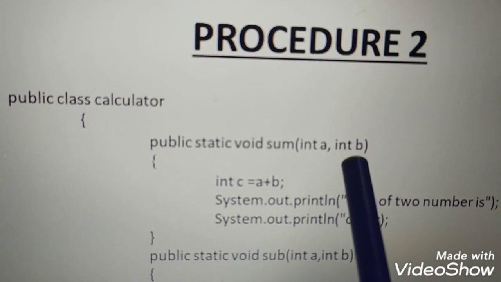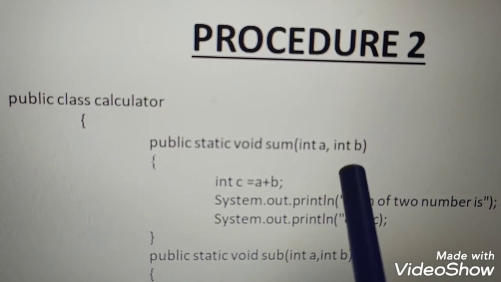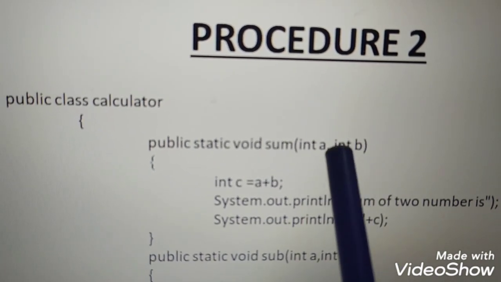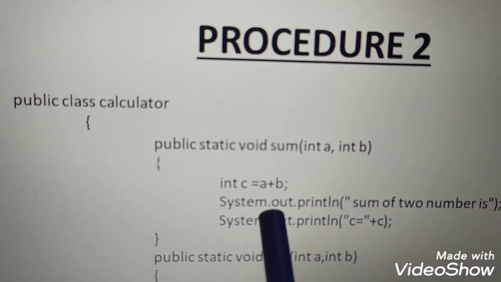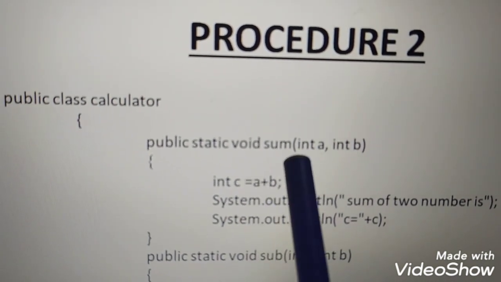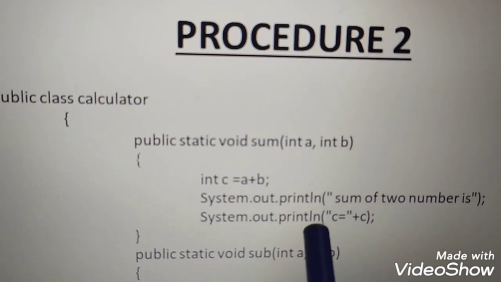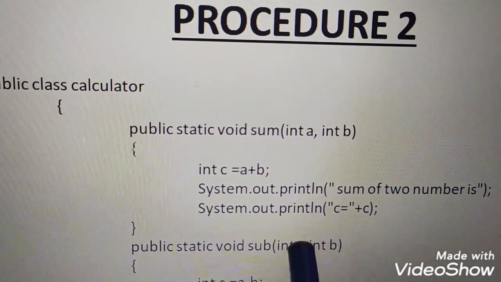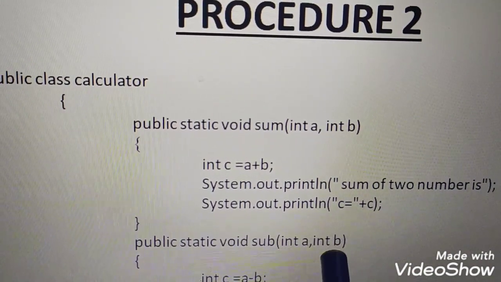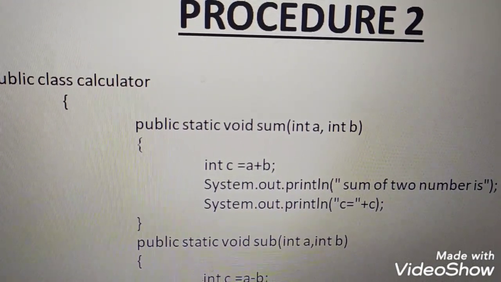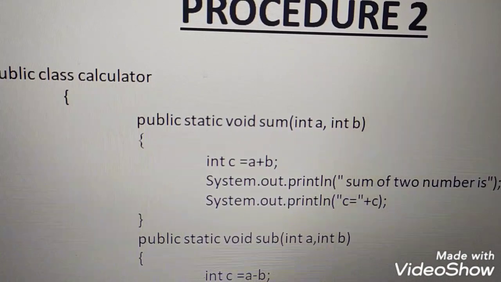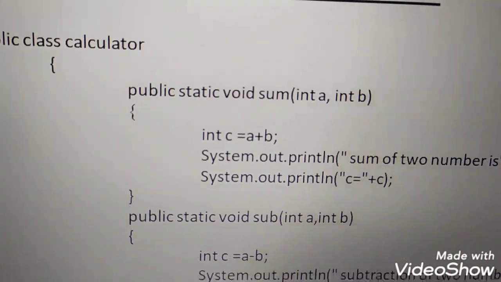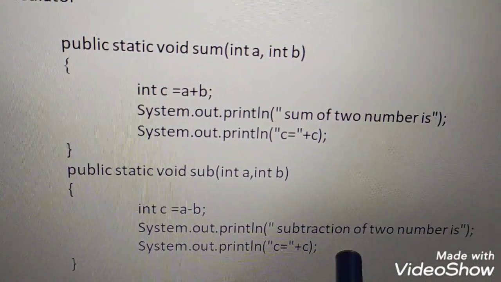So where is it coming from? The parent method, or the main method, gives a value to A and B, and this A and B value will be used here to calculate C, A plus B, and the same two lines are the same as in the previous one. Okay, then the subtraction method, again the same thing, two arguments int A and B are used here, and these two arguments take the value from the main method, and that value will be used here, A minus B. Okay, whatever value is given by the main method is used here, and the subtraction result has to be displayed here.